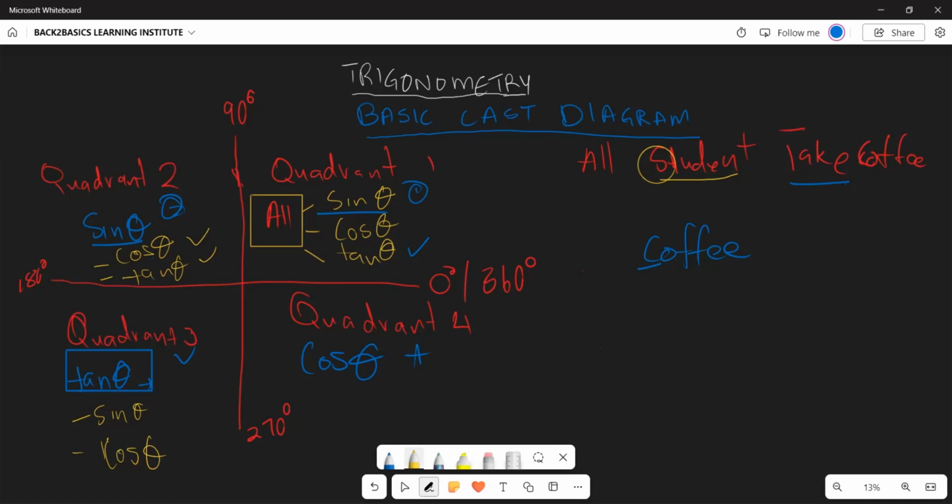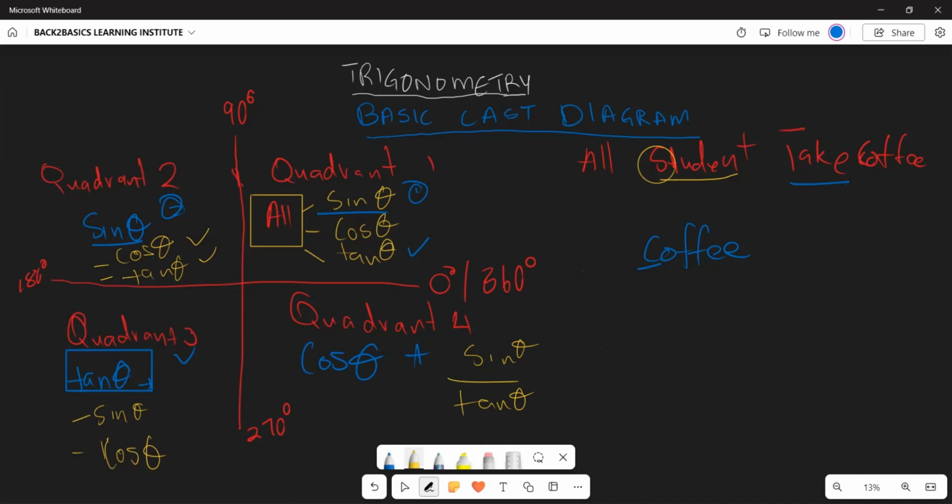In this one, what are you going to have here? Your sine of theta is going to be negative, and also your tan of theta is going to be negative, right? Now, let's try to understand what we mean when we say that.